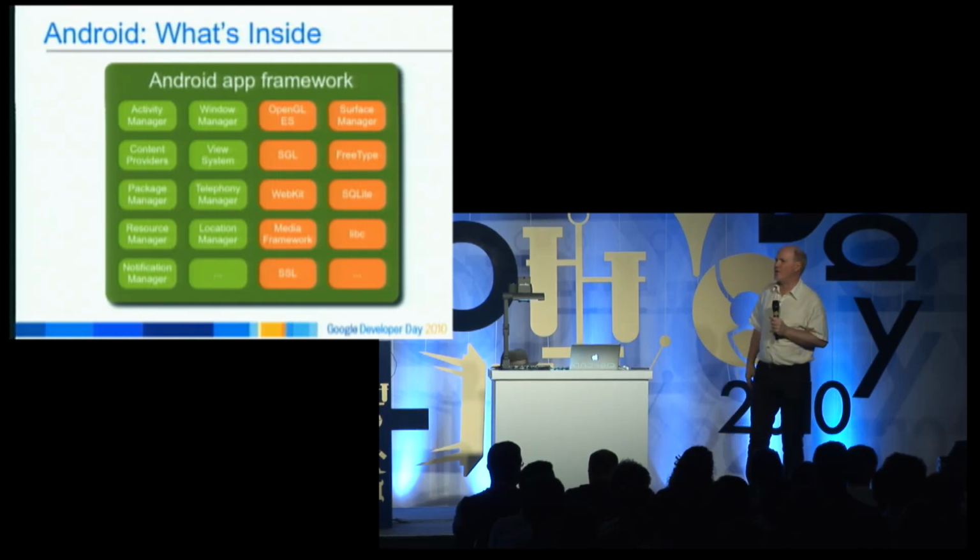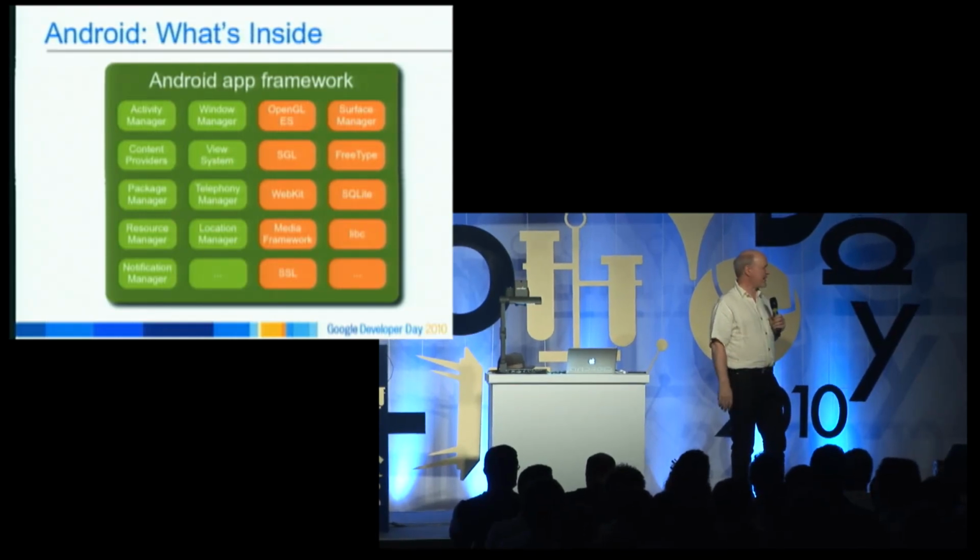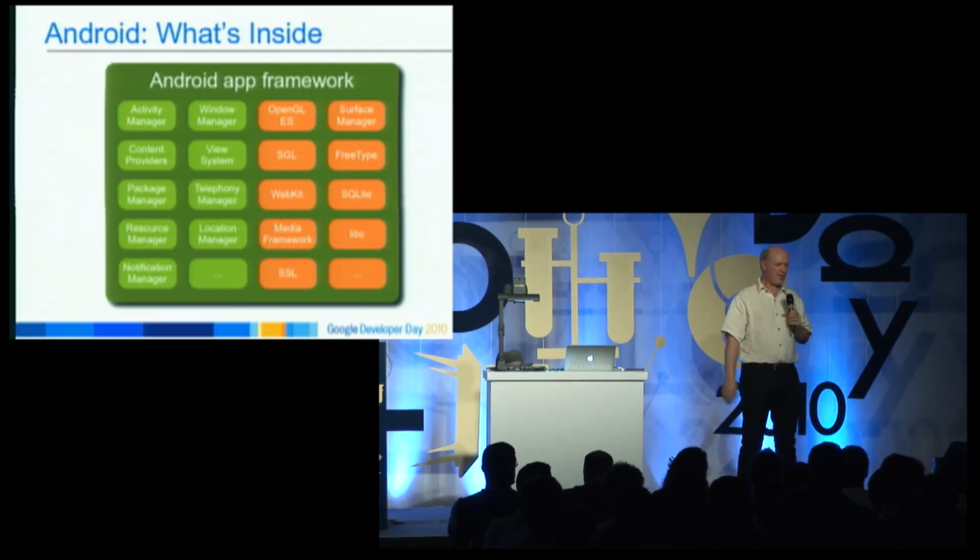Location: every Android device has a GPS in it and a location subsystem, so there's a lot of code in there to take care of that. There's a thing for taking care of your notifications. These are just some of the big pieces, and there are lots of other pieces in it.